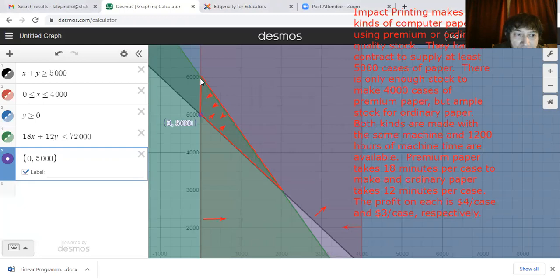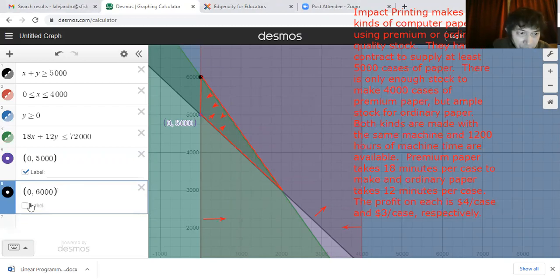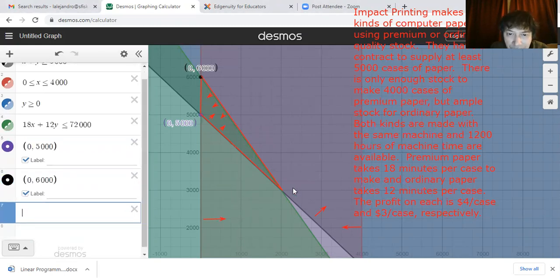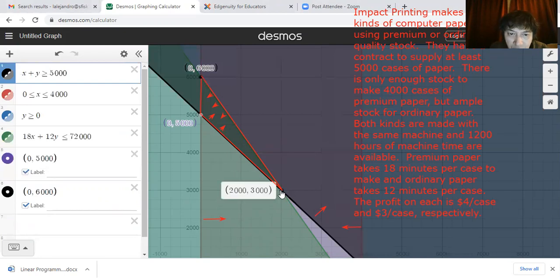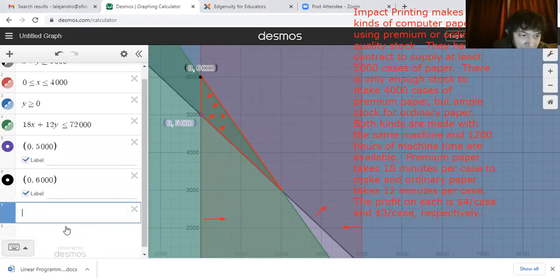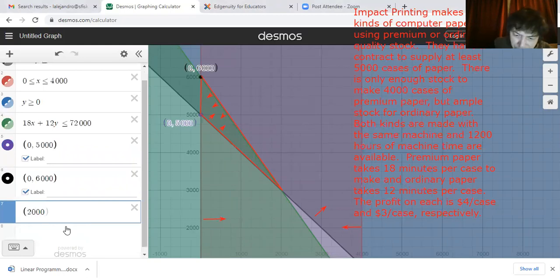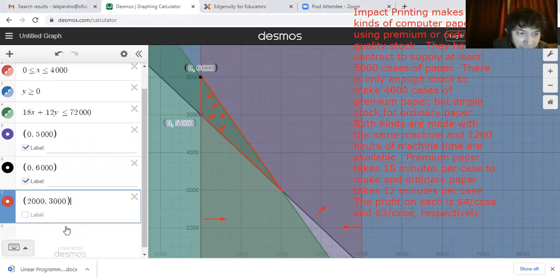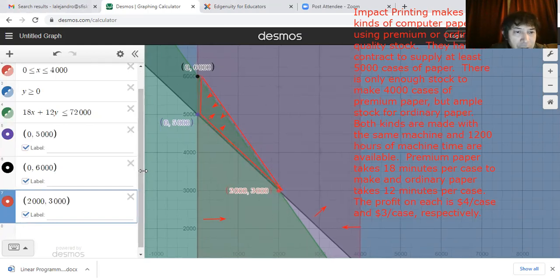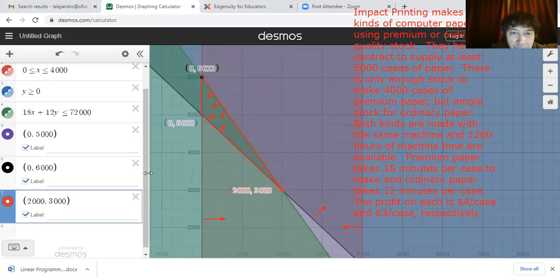Another point at 0, 6,000, with a label there. And then for our next point over here, that's 2,000, 3,000, with a label. So we will have to compute using the profit statement, using these 3 points.